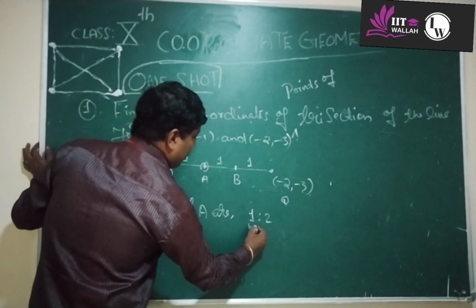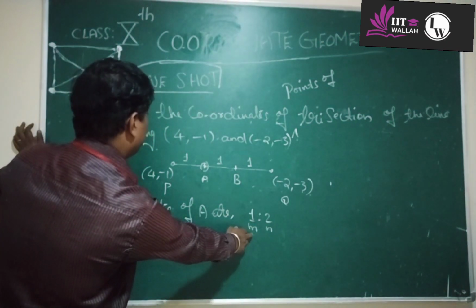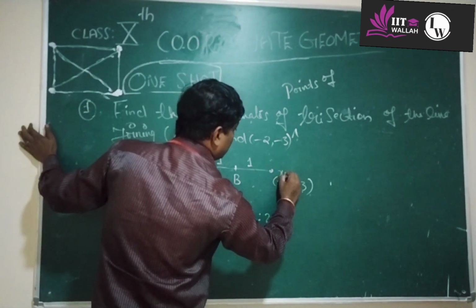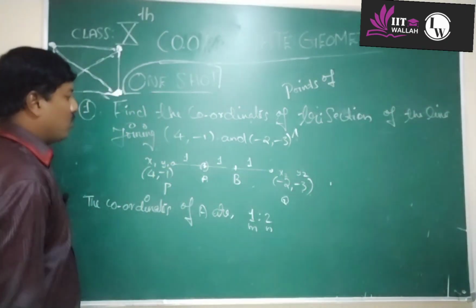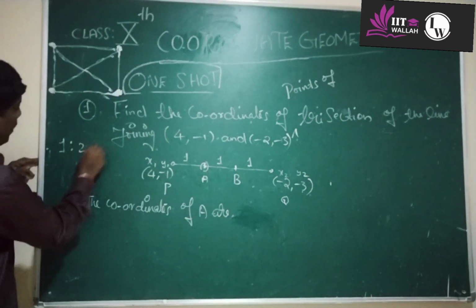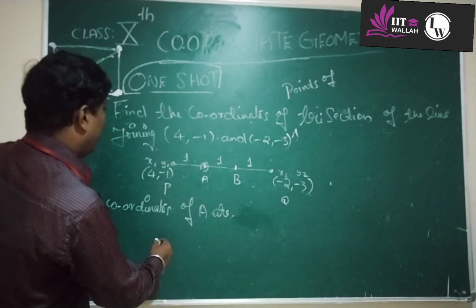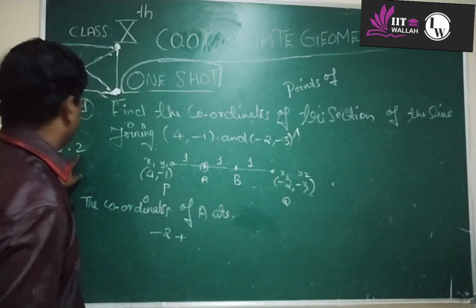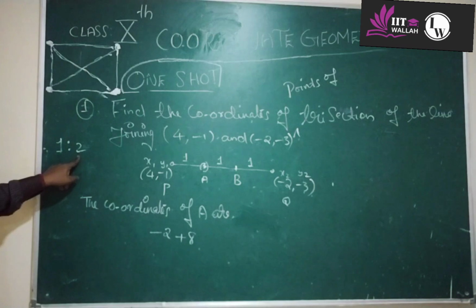This is m, this is n. So m x2, this is x2, this is y2, this is x1, this is y1. So the coordinates of point A are, because 1:2 is the ratio, m x2, 1 into minus 2 is minus 2, plus n x1, 2 into x1, that is 8.